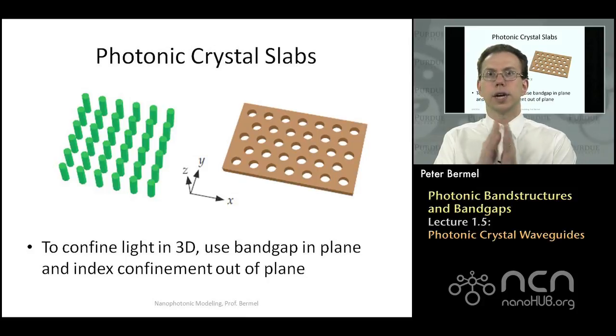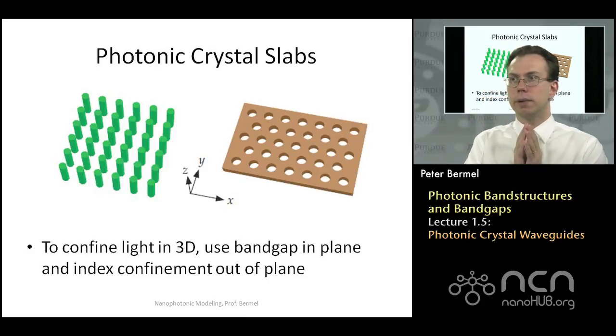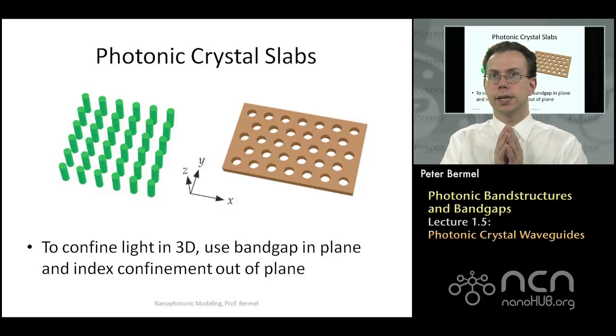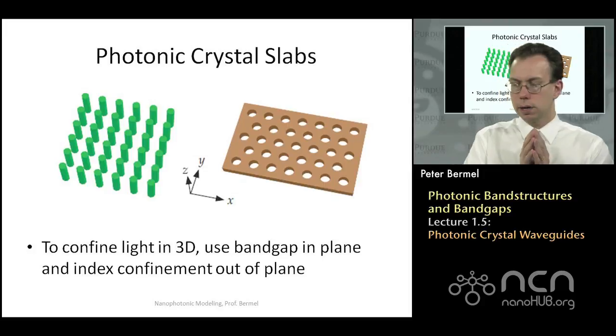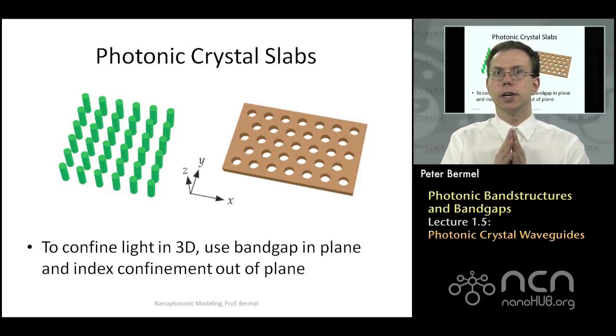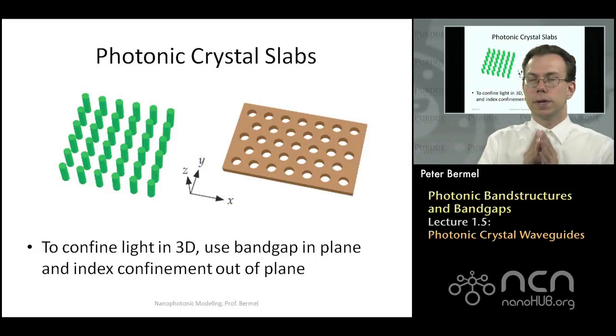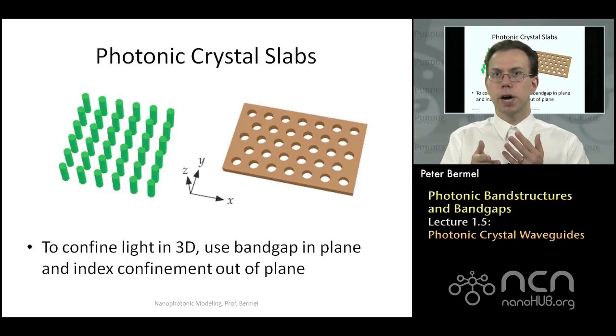Okay, so now let's talk about another kind of hybrid structure that's really interesting. We call this the photonic crystal slab structure. The idea is that we had a lot of really cool physics and behavior that we observed in the 2D photonic crystal, but we had a big drawback, which was that the 2D photonic crystal that we modeled was essentially infinite in the z direction.